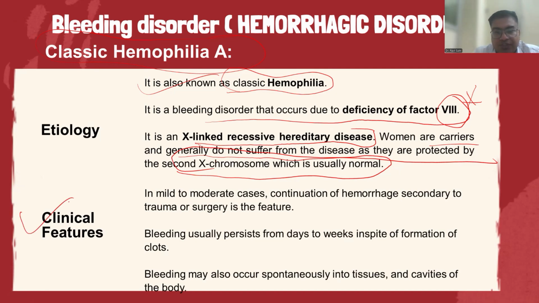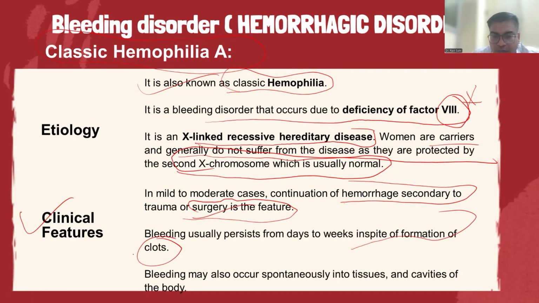Now come to the clinical features. In mild to moderate cases, bleeding could occur secondary to trauma or surgery. The bleeding usually persists from days to weeks in spite of formation of clots. Bleeding may also occur spontaneously in tissues and cavities of the body. So these are some clinical features.